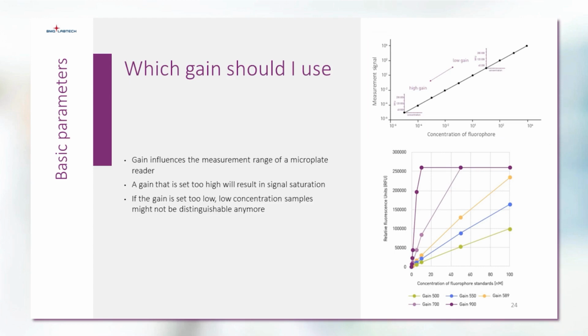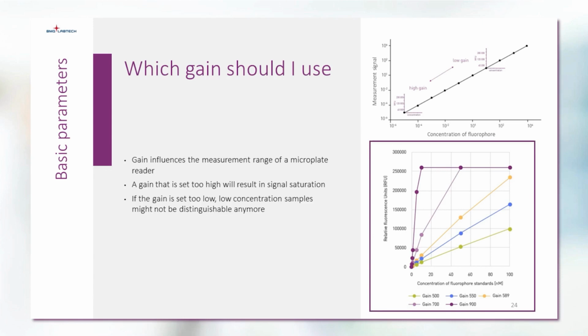To highlight this, we measured a fluorophore standard curve using different gain values. The optimal gain value after gain adjustment was, in this case, 589, and two additional gain values below and above the optimum were chosen. As you can see in the graph to the lower right, we used this data and plotted the measurement values over sample concentration.